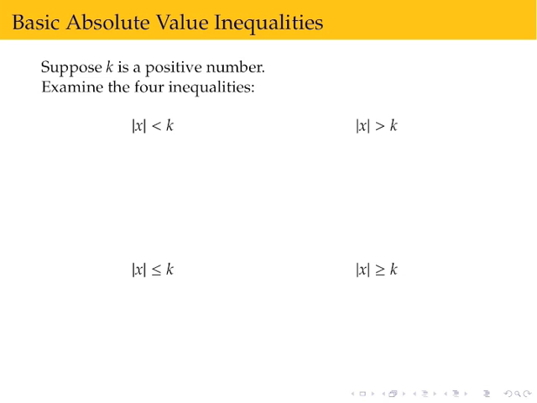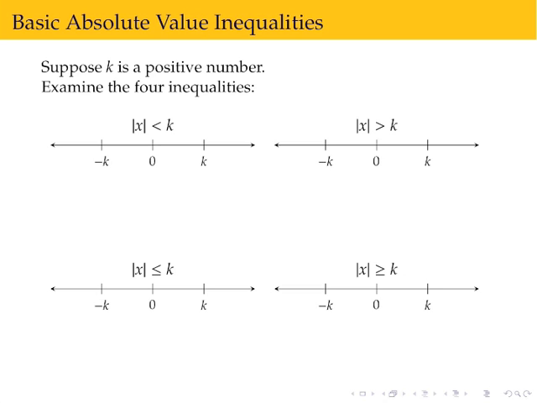We want to graph the solution sets to these four different inequalities. So let's start by looking at the first one. The absolute value of x is less than k. Well, x could be a positive or a negative number. When we take the absolute value of it, of course, we're going to get something positive, but x itself could be positive or negative. If x is positive, then it would have to be between 0 and k because it would be positive and it would be less than k.